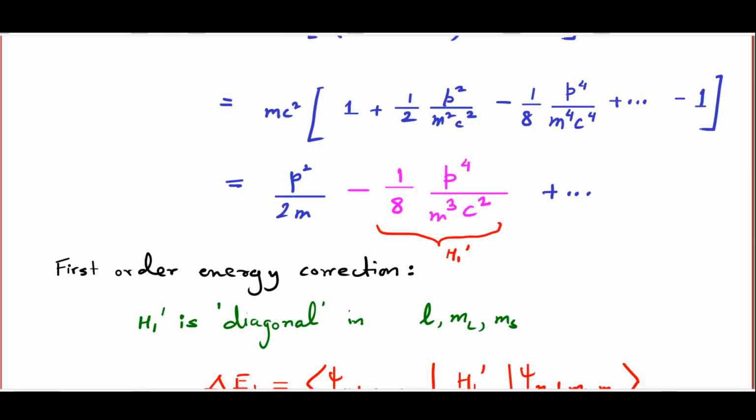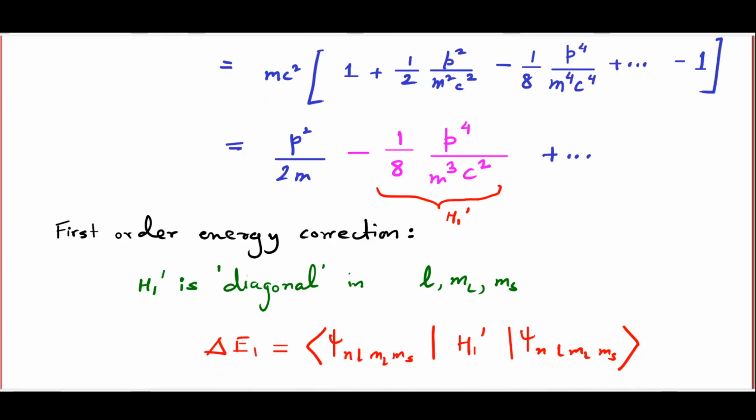And from here it's very easy to argue that H1 prime will have a zero matrix element between different psi n, L, Ml, Ms's, unless the labels n, L, Ml and Ms are exactly the same on both sides. That is, unless you're actually calculating the diagonal element of this matrix. Thus, for this particular choice of basis, H1 prime is already diagonal. And so you can calculate delta E1 by just directly calculating the expectation value of H1 prime in psi n, L, Ml, Ms. You do not have to go through the entire diagonalization process.